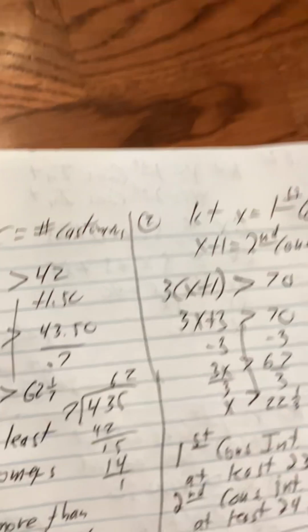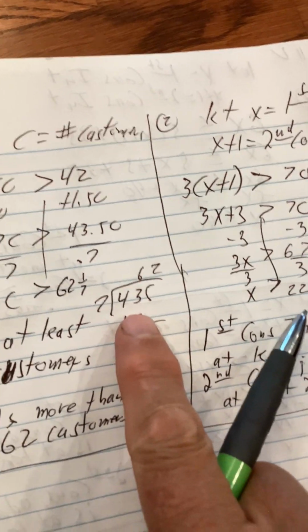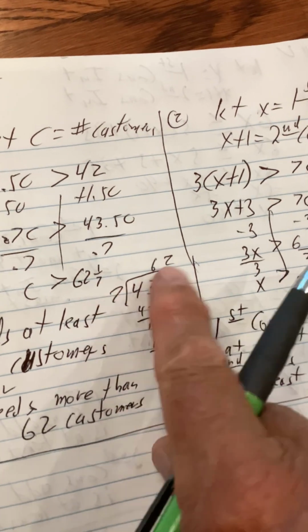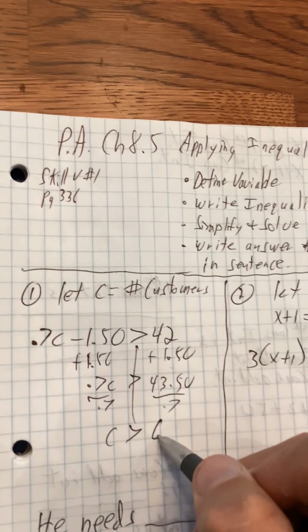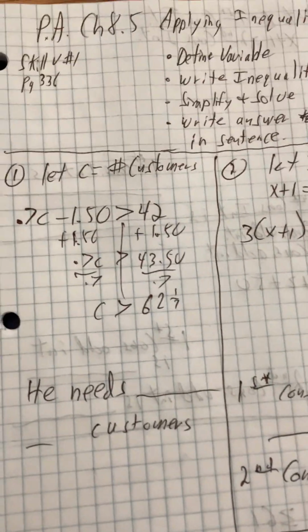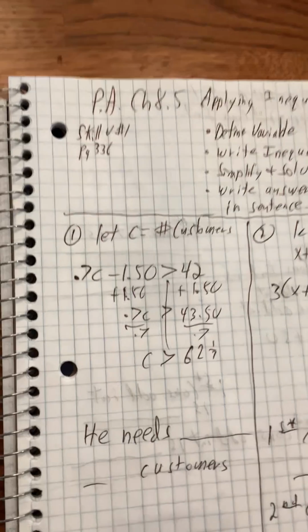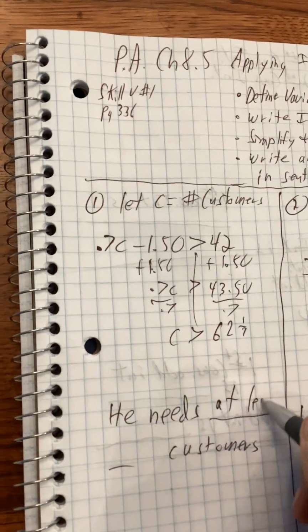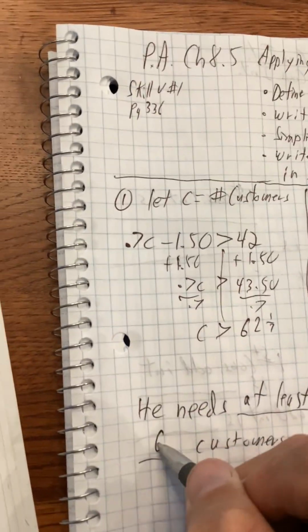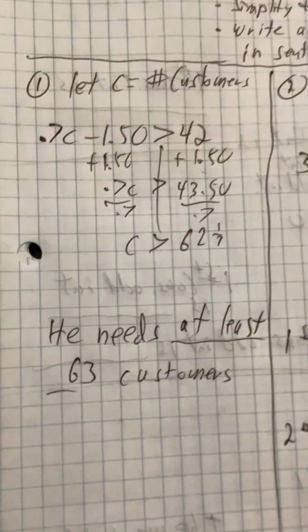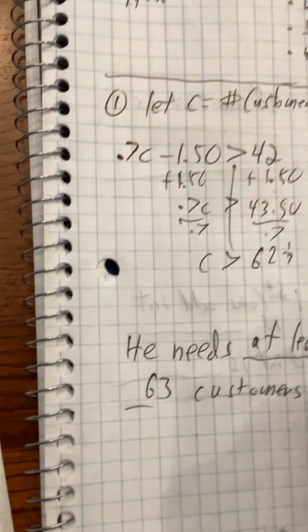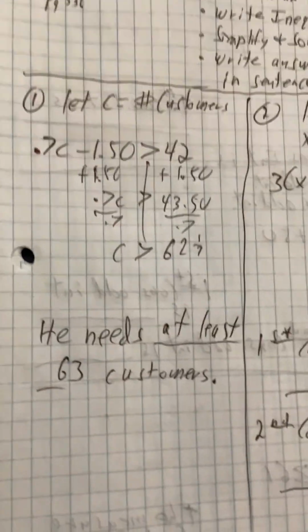And there's the work right there. You get 62, or 62 and a seventh. So it's 62 and 1/7. So he can't have, how many customers? He needs at least 63 customers, right? Or he needs more than 62 customers. It's English, so you can say it a bunch of different ways. All right.